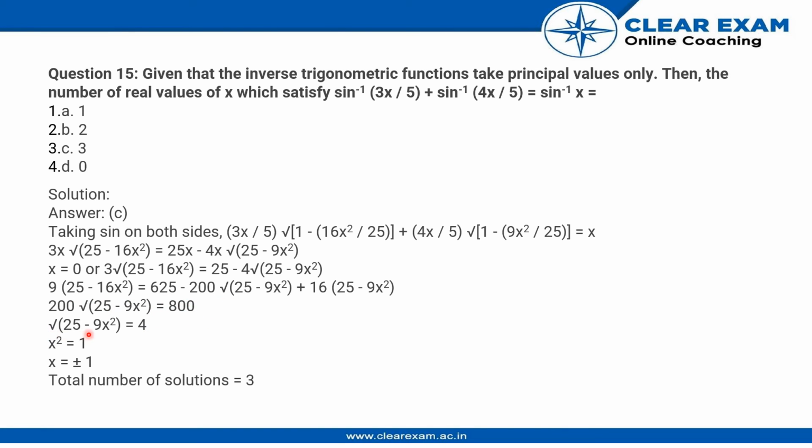So root of 25 minus 9x square becomes 4, and x square, then you can simplify to get 1, and x becomes plus or minus 1. So there are a total of 3 solutions, that is these two and x equal to 0.